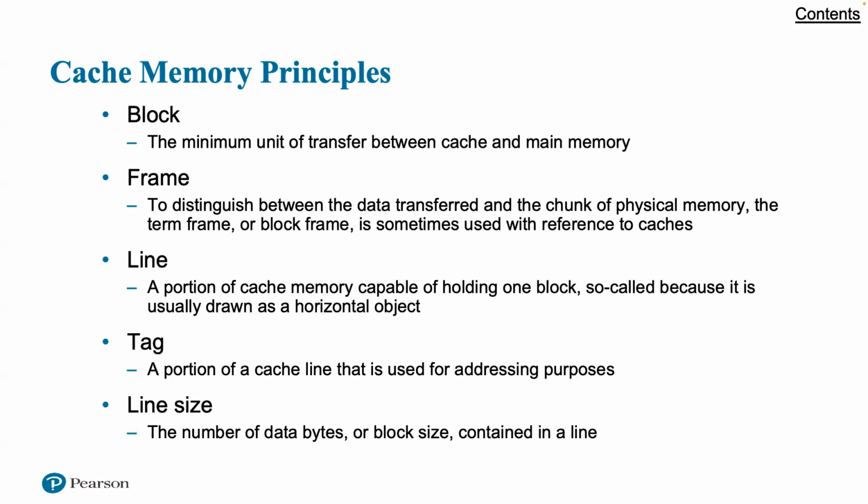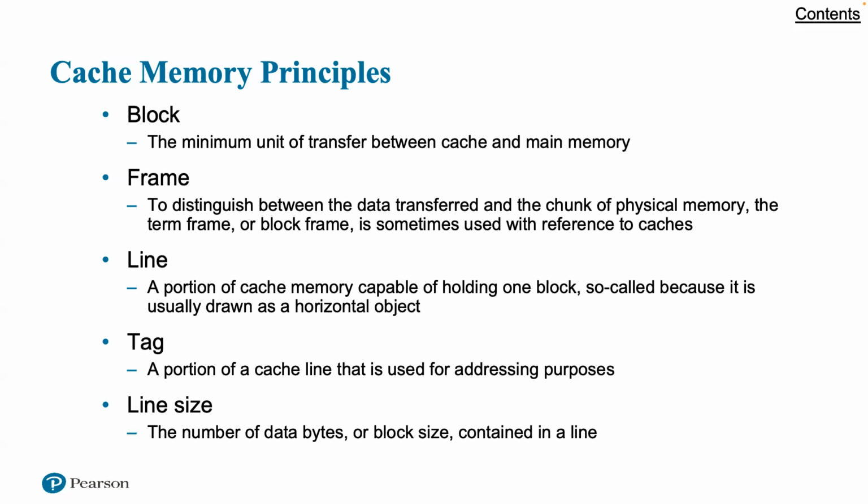Next, we have line. A line is a portion of cache memory capable of holding one block, so called because it is usually drawn as a horizontal object. That is, all bytes of the line are typically drawn in one row. A line also includes control information. Next, we have tag. A tag is a portion of the cache line that is used for addressing purposes. As we'll explain shortly, a cache line may also include other control bits.